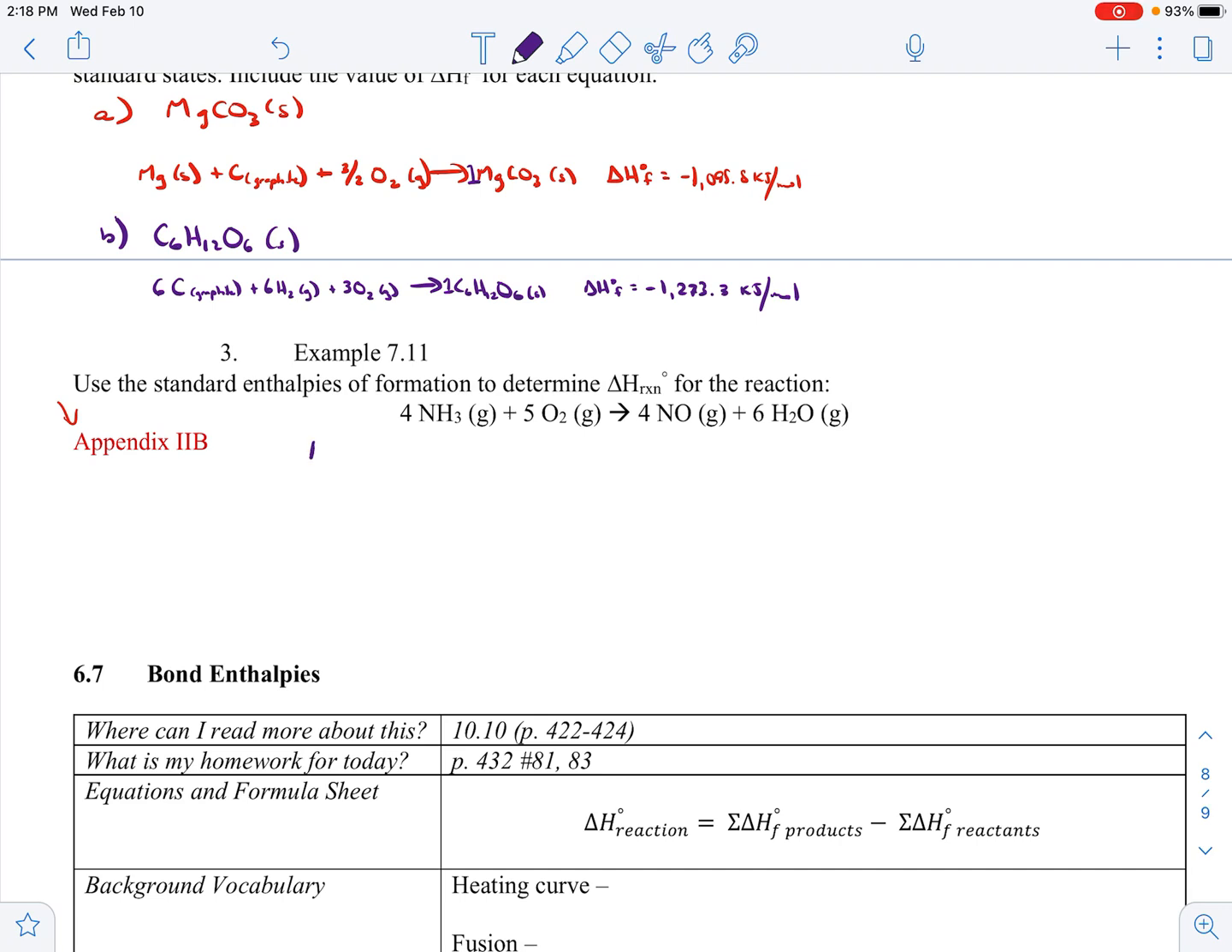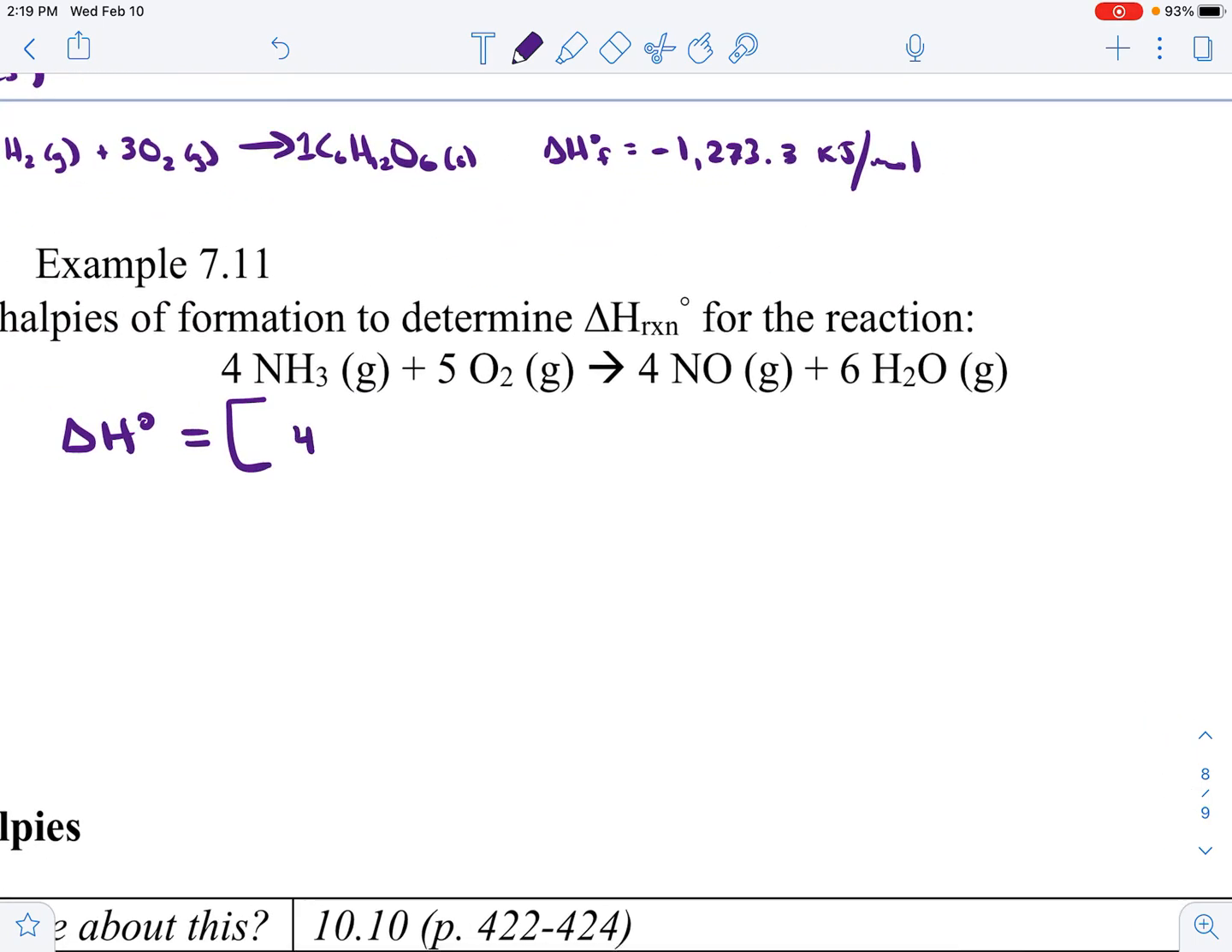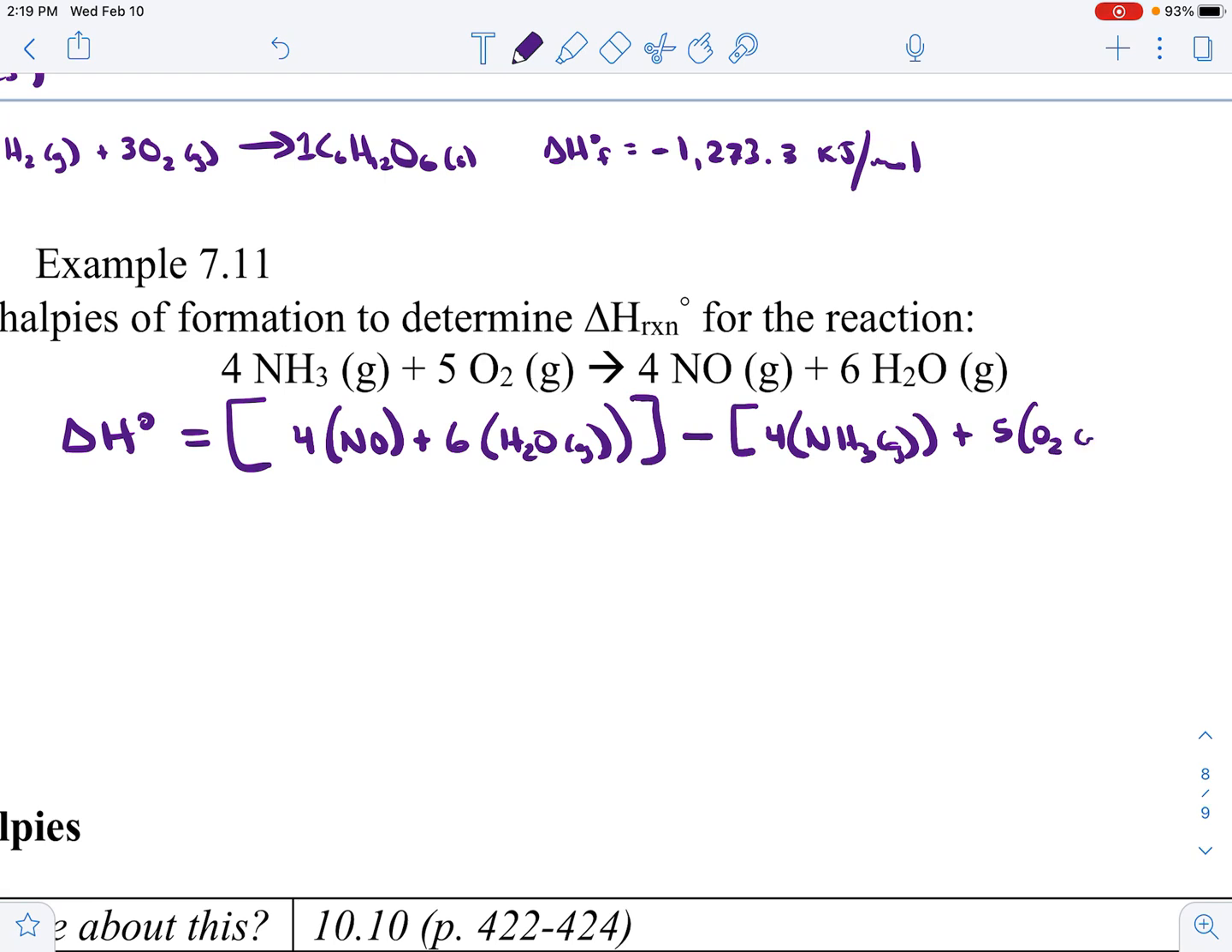So delta H. And what I like to do is break this down and write what I need. So I need 4 moles of NO plus the 6 moles of H2O, and this is a gas. I should probably include that. All right. And then I'm going to subtract my reactants, 4 times my NH3 gas, plus 5 times my O2 gas. Hopefully you guys are already seeing this. So let's look them up.